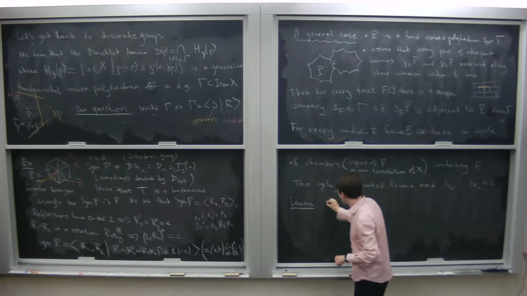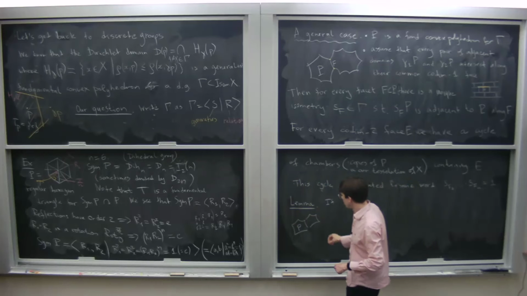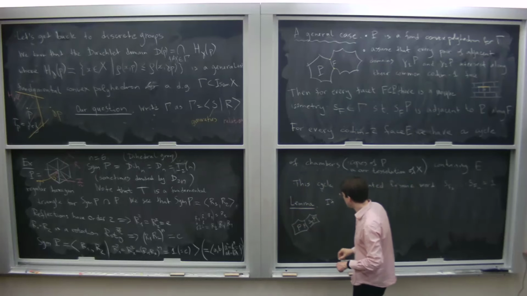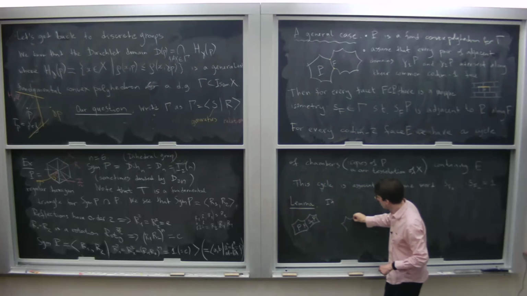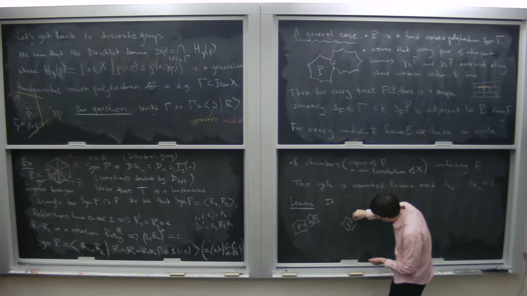Okay, lemma. If P is a chamber, and F a facet of P, and somewhere here suppose I have gamma P and delta P such that their common facet is gamma F, right?